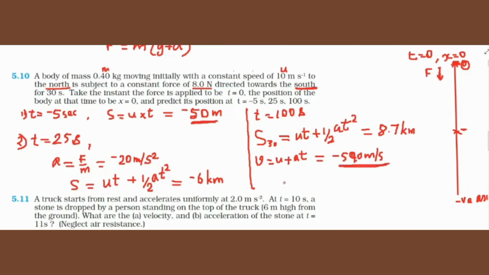So we have to find out the remaining distance. Remaining distance, 30 to 100, again, how can you calculate it? It is velocity into time, because uniform velocity, no acceleration. Velocity you have to substitute as 590, and time is 70 seconds. 30 to 100 means 70 seconds. So you will get the answer around 41.3 kilometer.